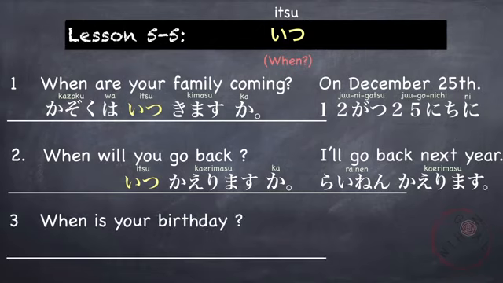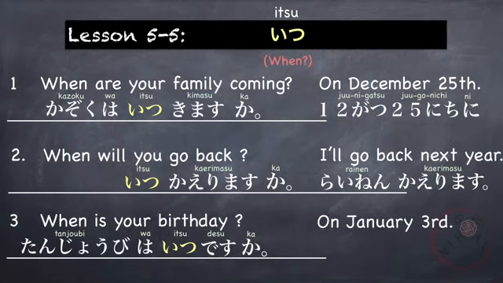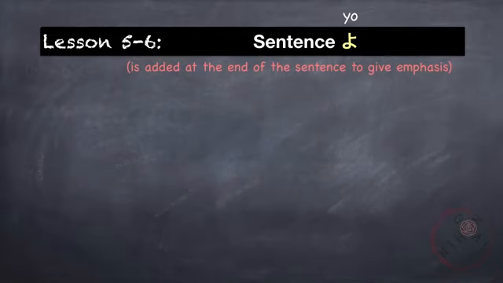And lastly, how do you ask someone's birthday? When is your birthday? Birthday is 誕生日. 誕生日は itsu, and then the polite way of asking, ですか? 誕生日はいつですか? For example, the answer is on January 3rd. January 3rd is 1月3日, followed by です. 1月3日です.